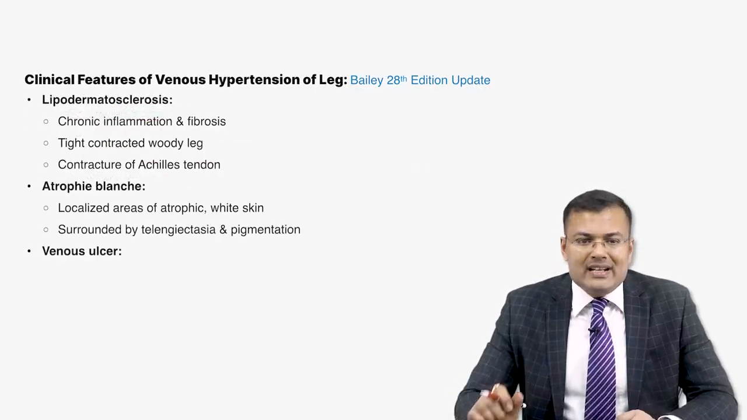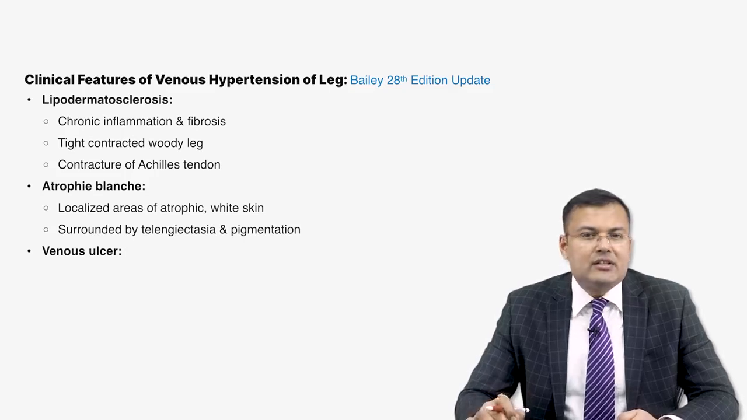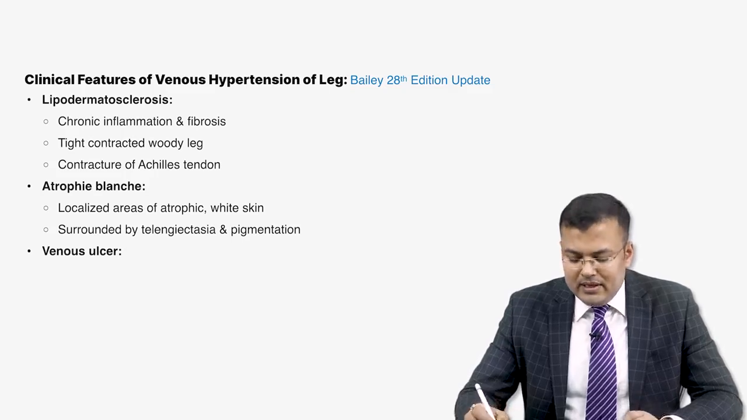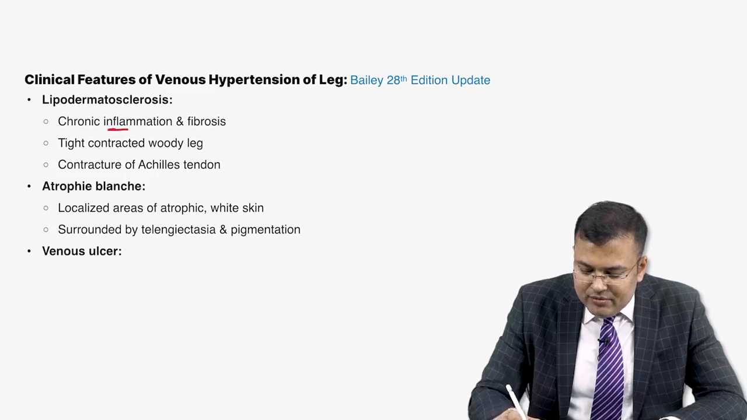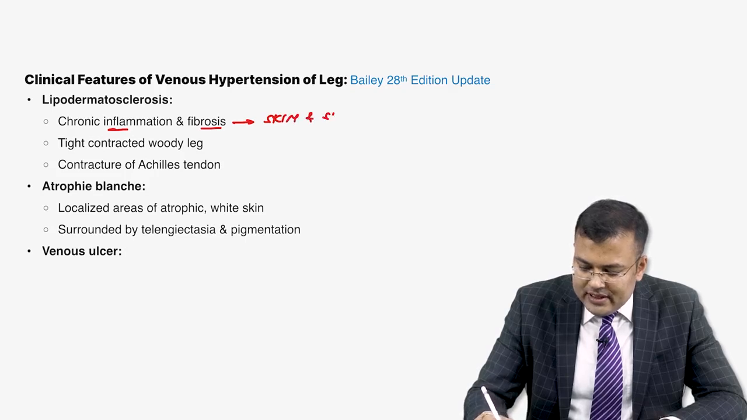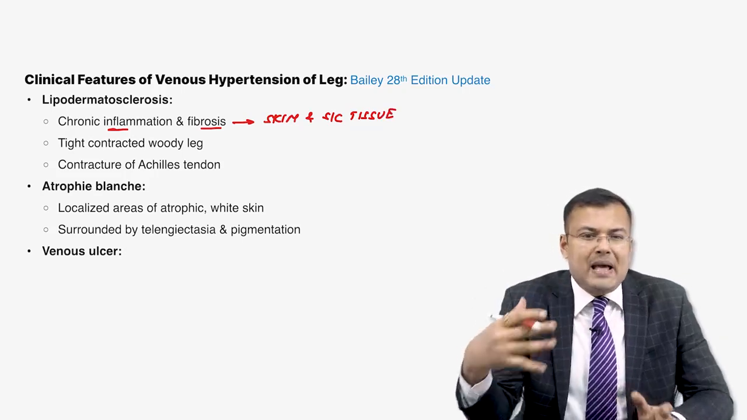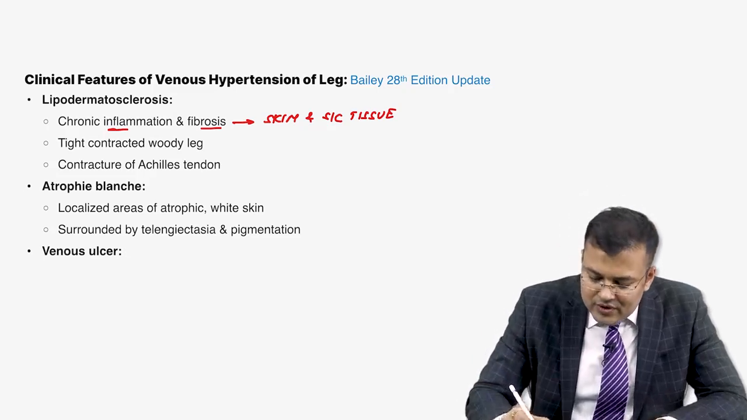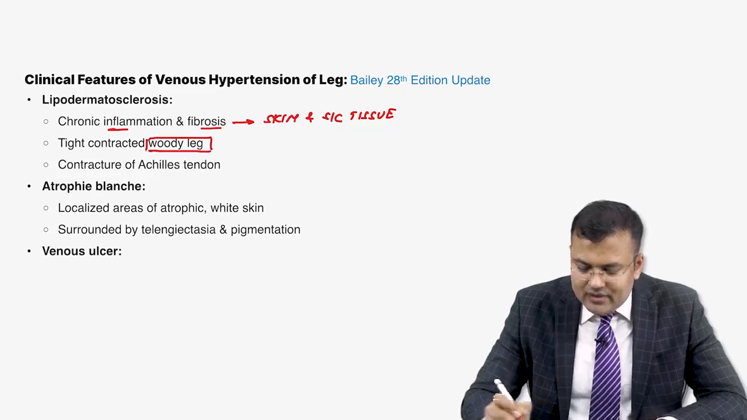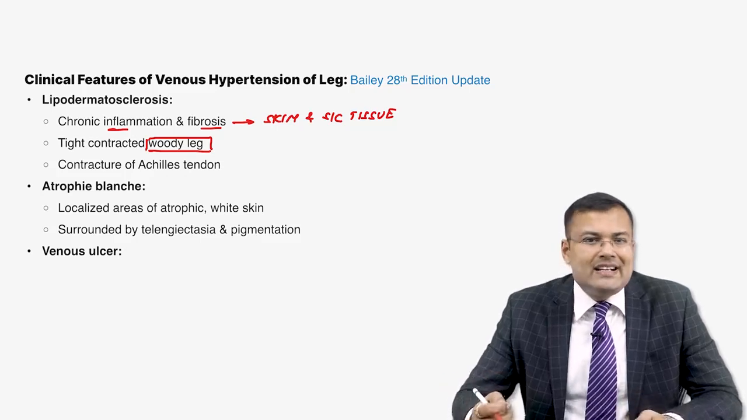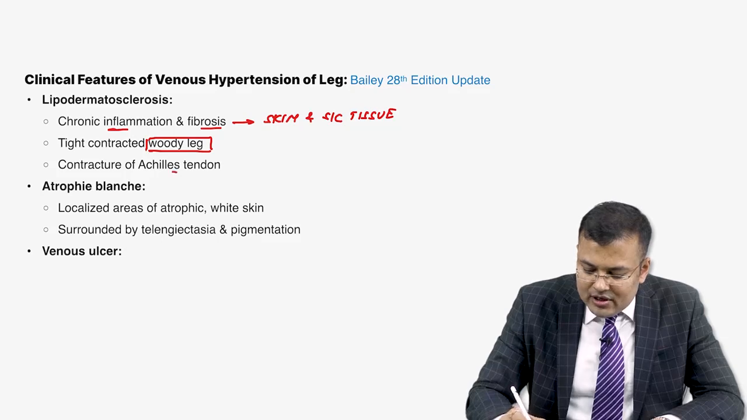The most important is this, that is lipodermatosclerosis. Here there is involvement of skin and subcutaneous tissue. What's the problem? There is chronic inflammation and fibrosis involving skin and subcutaneous tissue. Clear? And whenever you perform the examination, on palpation, it results in a tight, contracted, woody leg, and it can also cause what? Contracture of the Achilles tendon.